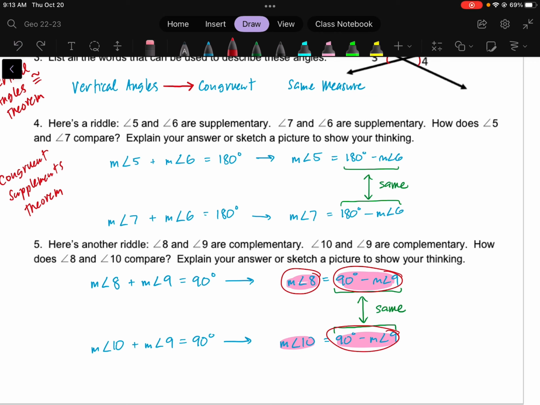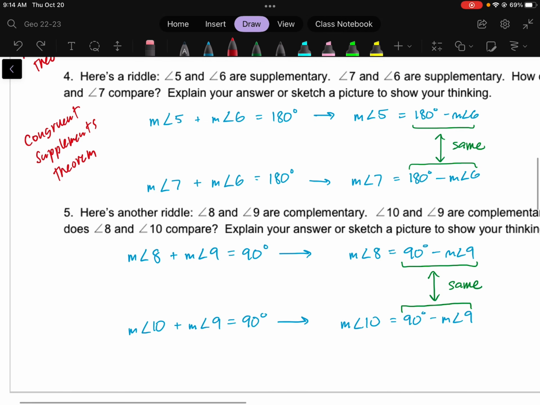We're going to refer to this idea that two angles that are complementary to the same common angle have to be congruent as the congruent complements theorem. That's the name we've given it.